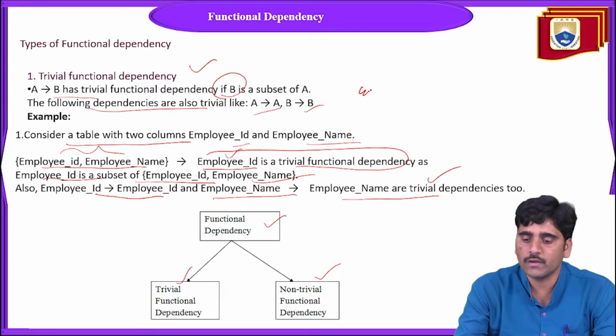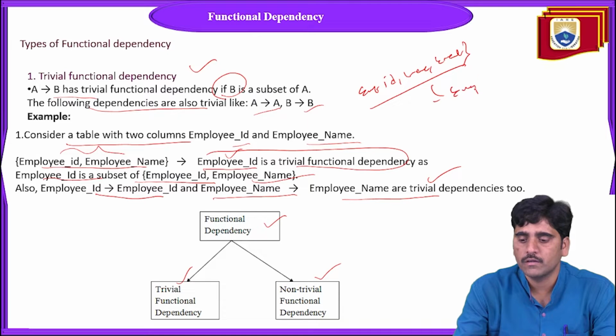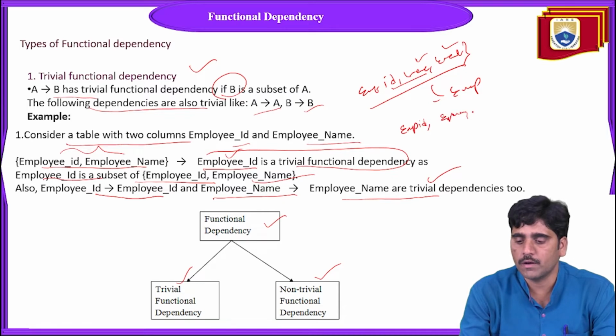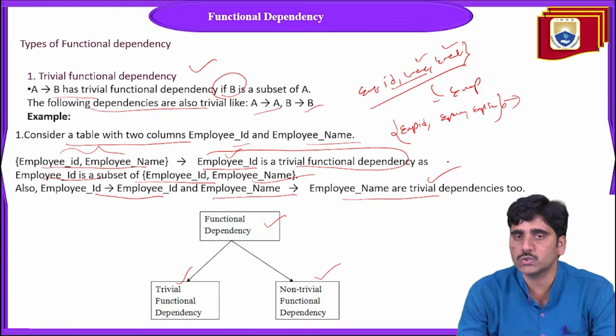Suppose you write employee ID, employee name, employee salary from the employee table. Then you can say that it is trivially functionally dependent on employee ID, employee name, or employee salary. So you can write it as {employee ID, employee name, employee salary}. This is a trivial functional dependency, and you can take any value, employee salary or employee name. You can retrieve any of the values.